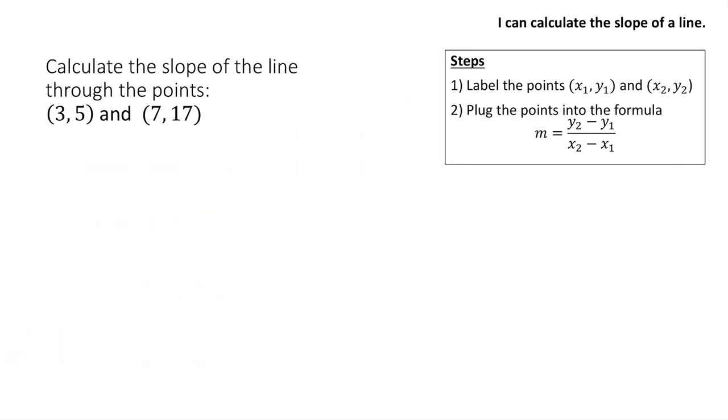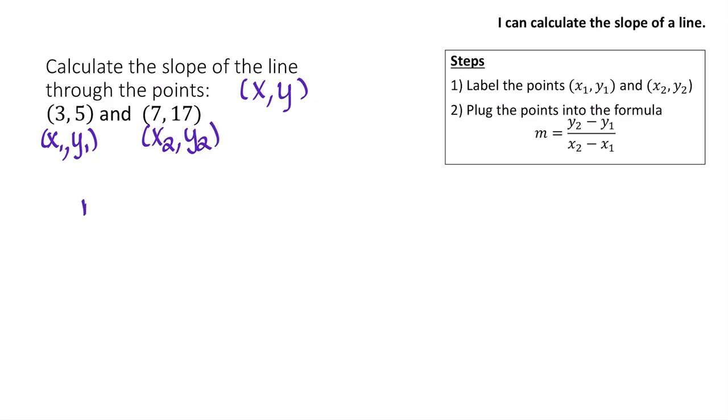Let's calculate the slope of the line through the points (3, 5) and (7, 17). Remember that when we're given a point, we have an ordered pair, which pairs an x value with a y value. So when you're solving these problems, it's always a good idea to take a second to label your points so that we have everything in order when we plug it into the formula. So this first point, I'm going to call that (x1, y1). And this second point, I'm going to call (x2, y2).